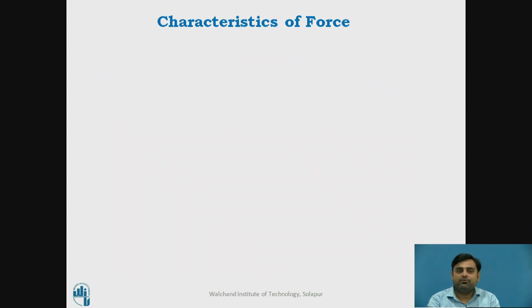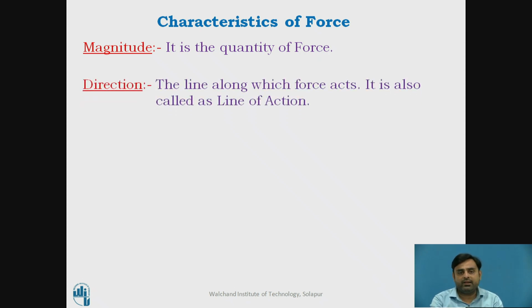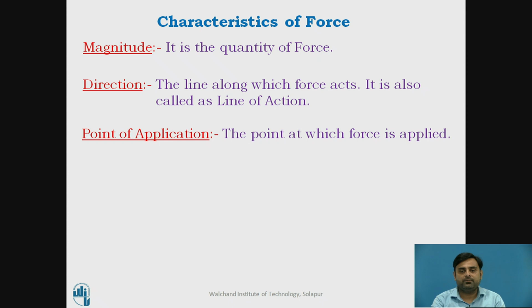Then, characteristics of force. There are four major, basic characteristics of the force. First is the magnitude. Magnitude is nothing but the quantity of the force. These are required to define a force, so that is why we call it the property or characteristics of the force. Second is the direction. The line along which the force acts is also called the line of action. Then the point of application. The point at which the force is applied is called the point of application.